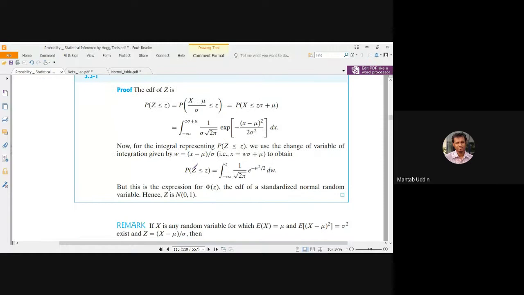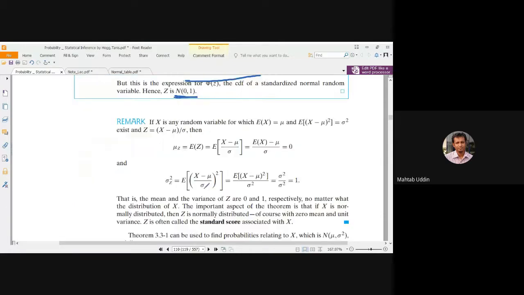How we convert to Z: if we can convert this to Z, then it will be converted to the standard normal distribution with mean 0, variance 1. How they came about is given here. I have shown those in chapter 2.3 earlier.